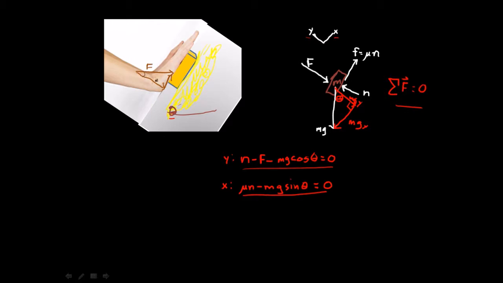Is it this one or is it this one? Use your geometry skills and figure that one out. Okay? All right, let's try our next example.